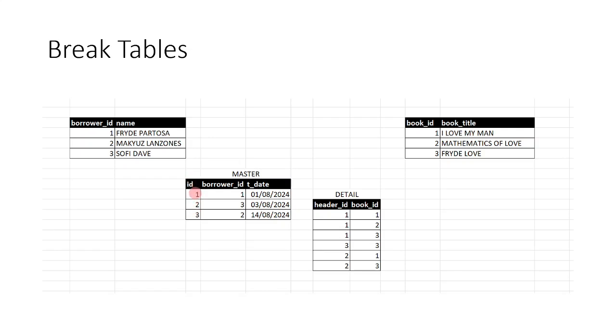So one primary key. We have 3 ones here, and he borrowed 3 books. Who is this one? So we are going to look up in our master table, and we could see here one. Then who is one? Another lookup, so we have it there, Fried Partusa, and so on.